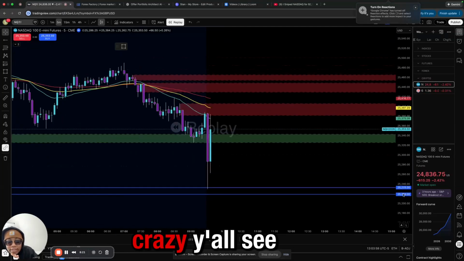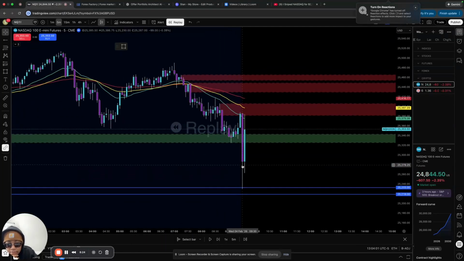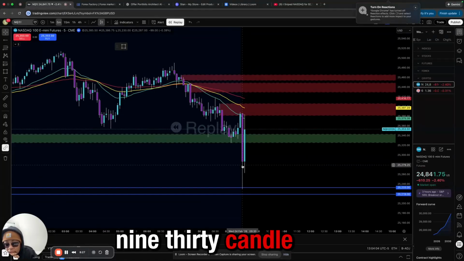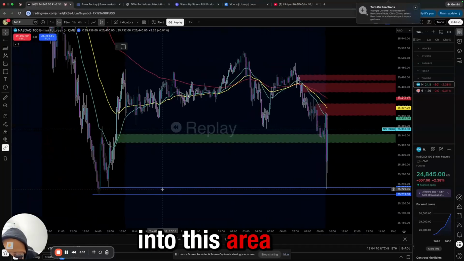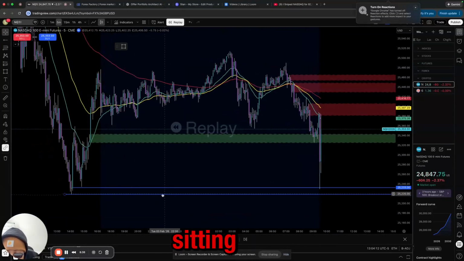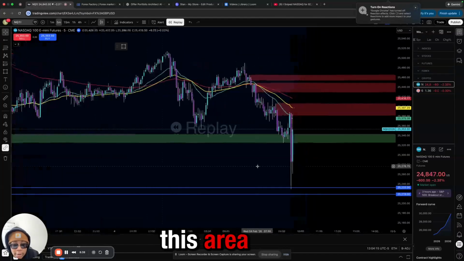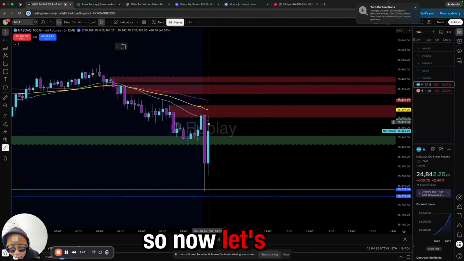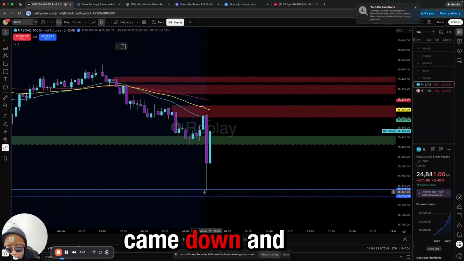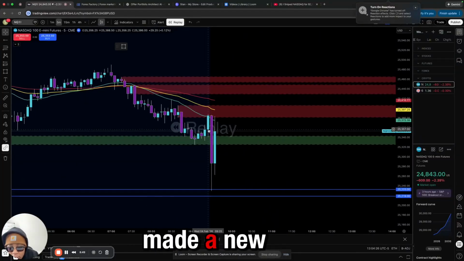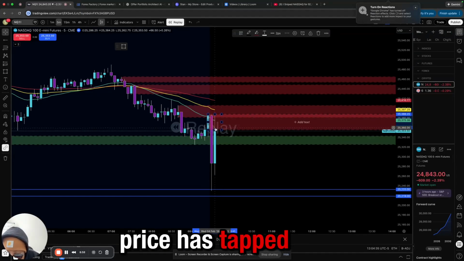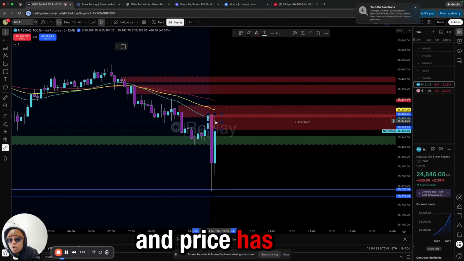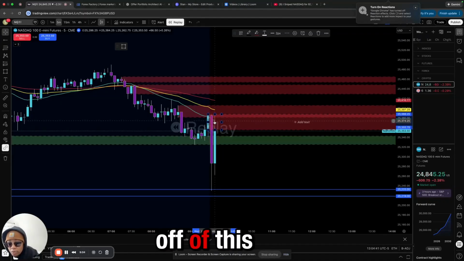Whoo, crazy! Y'all see this? This was a 9:30 candle. This candle came all the way down and tapped into this area. All right, this is where liquidity is sitting. It came all the way down and tapped into this area. So now let's finish seeing. And after it came down and tapped into this area, we have now made a new supply zone. So here's another supply zone. Price has tapped into the supply zone, and price is also wicking off of this green moving average.